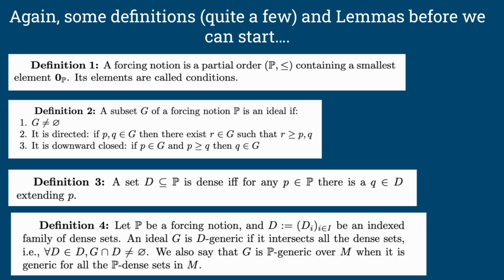So again, before we start, we need some definitions. In this case, for the second proof, we'll need quite a few, and some lemmas as well, before we can delve into the actual proof. Just a warning before we start: Cohen's proof is quite complex and has a lot of subtleties, and a lot of the notation he introduced is not standard notation.